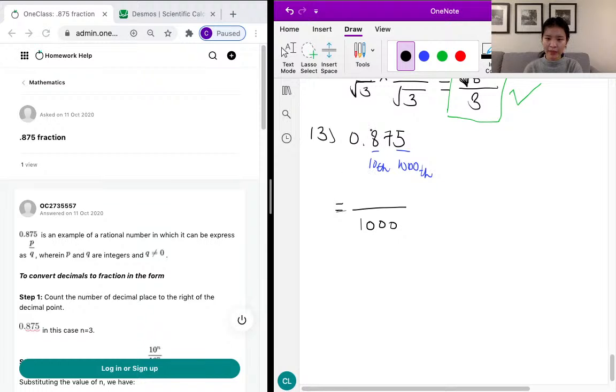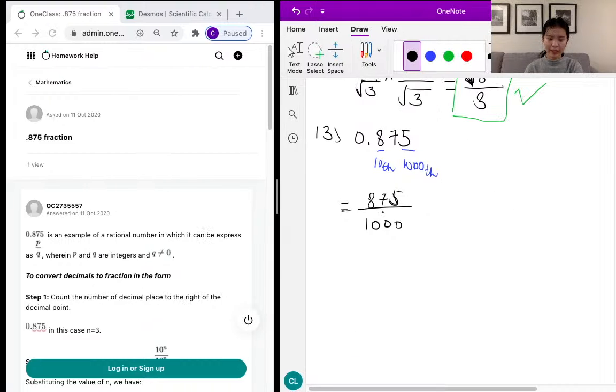So next we just need to write the entire right side of the decimal, and we put it as the numerator of the fraction, as we have right over here.